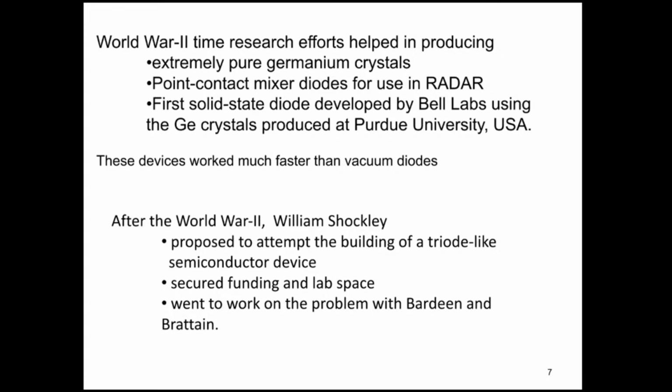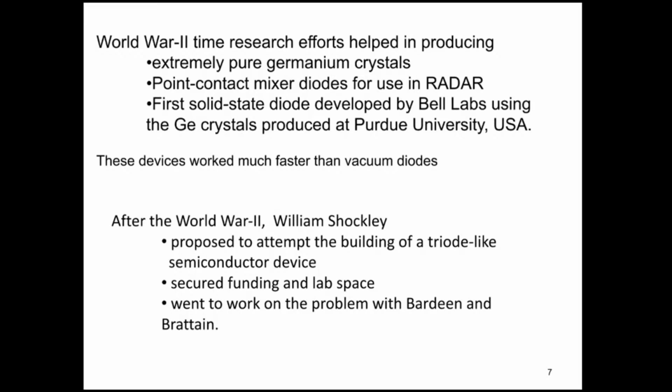During World War II, a lot of research was done which helped us in producing extremely pure germanium crystals, point contact mixer diodes for use in radar, and the first solid state diode was developed by Bell Labs using the germanium crystals which were produced at Purdue University, USA. These devices worked much faster than the vacuum diodes.